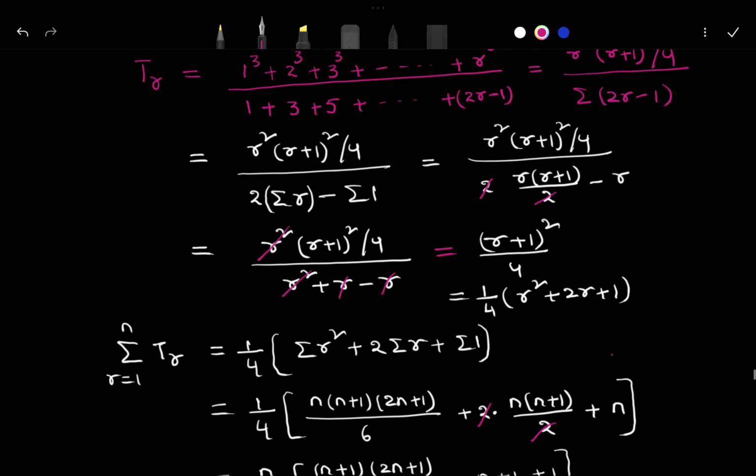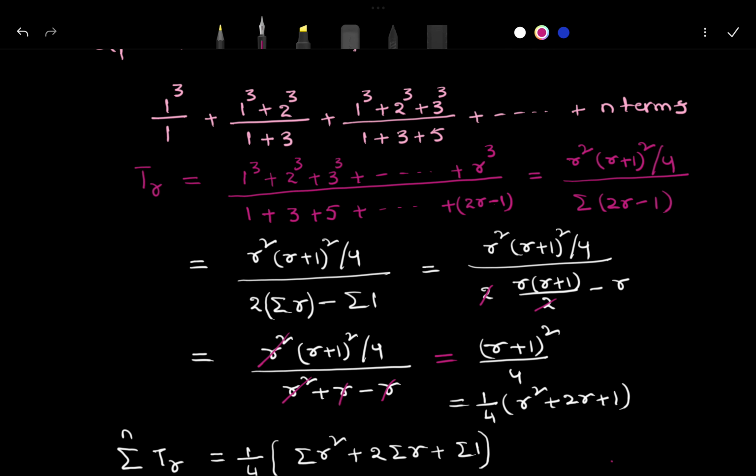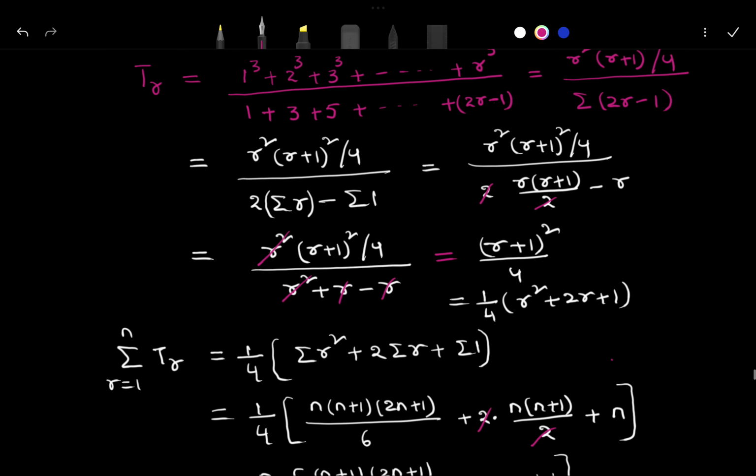So check this one in the given series. What is the first term? 1 cube by 1, so 1 cube by 1 is 1. So your final answer is correct.